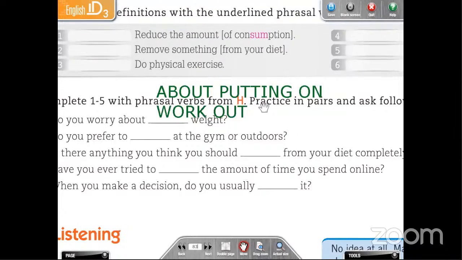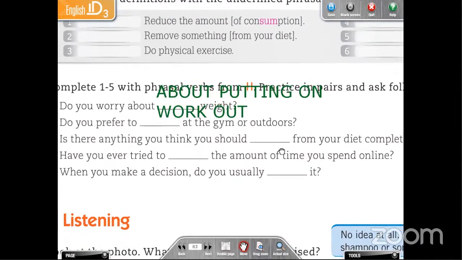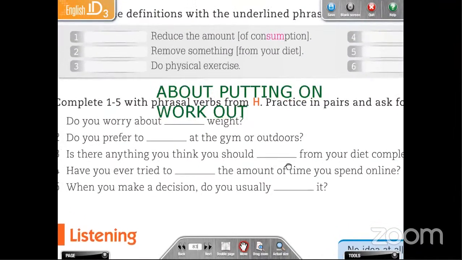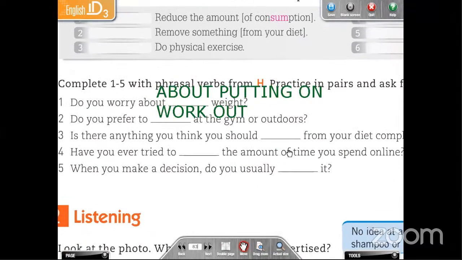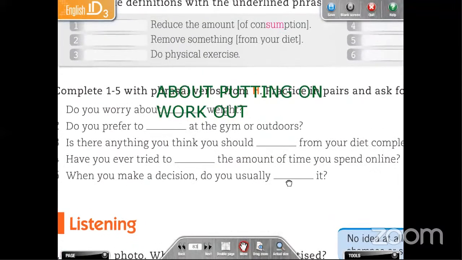Cut this out from your diet completely. Okay, very good. Number 4, have you ever tried to cut down on the amount of time you spend online? This is really easy.